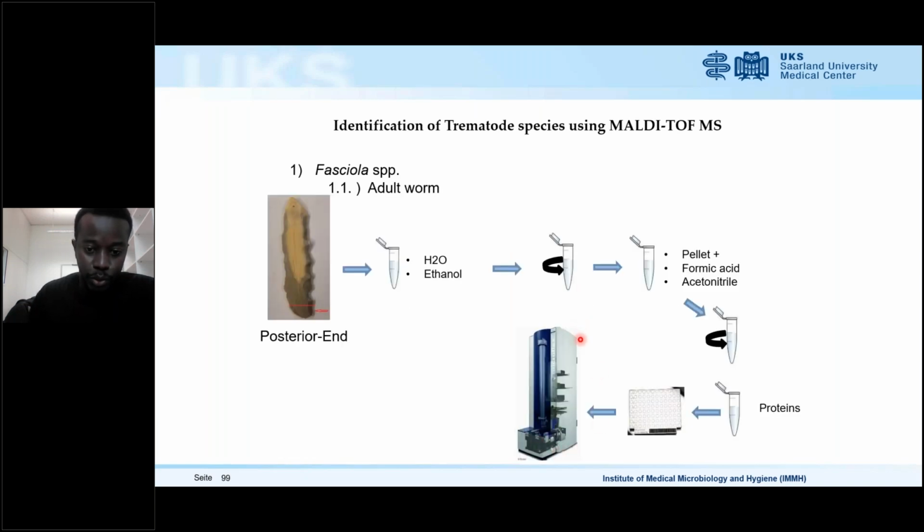Here you can see the protocol that we used for MALDI analysis with regard to Fasciola identification. We cut a very small part of the interior of the posterior end of the worm, and we homogenized it with water and ethanol, followed by a step of centrifugation and removing the supernatant. Then we add formic acid and acetonitrile to extract the proteins and start the measurement by MALDI.